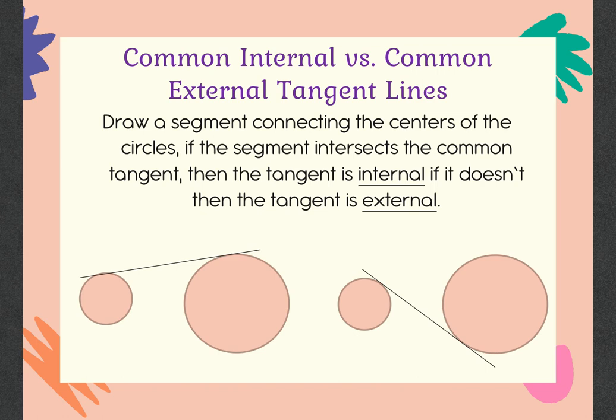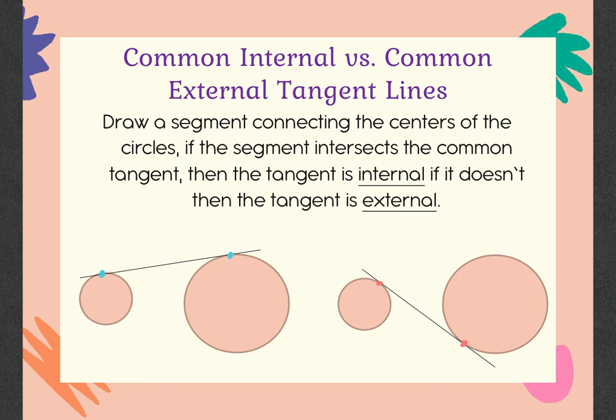All right, common internal versus common external tangent lines. A common tangent would be a line that is tangent to two circles. In the diagram, I know one crosses into it, but it's nearly impossible to get it to there. Let's just pretend it's touching these two points. That line would be tangent to both those circles, so it's called a common tangent. And the same on the right. It's a common tangent because it touches both those circles.